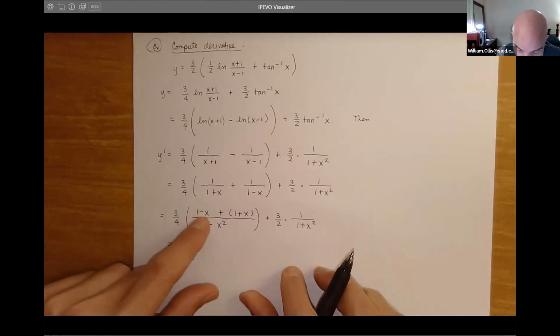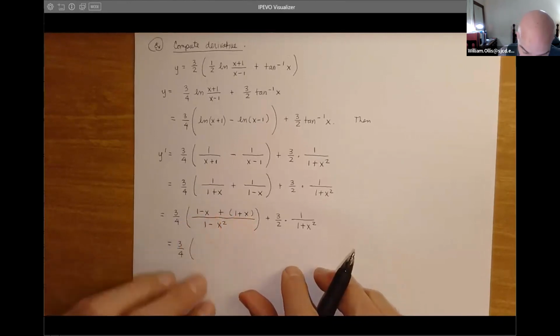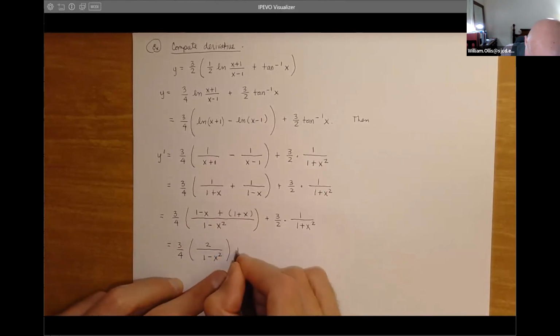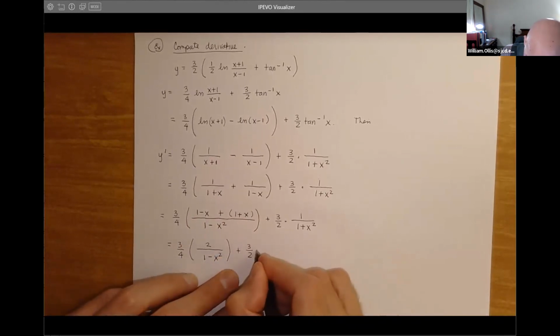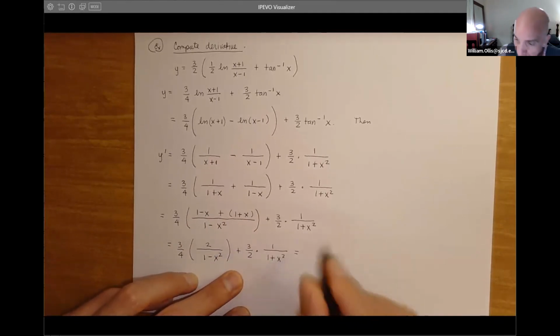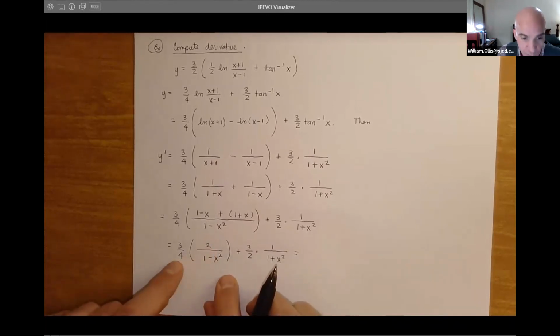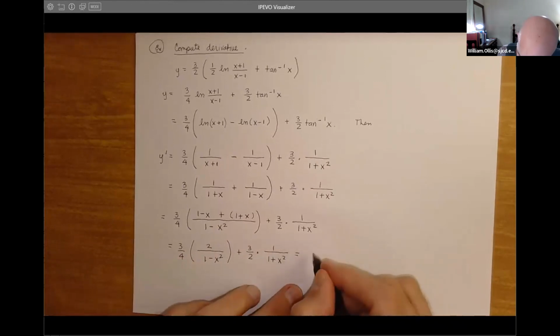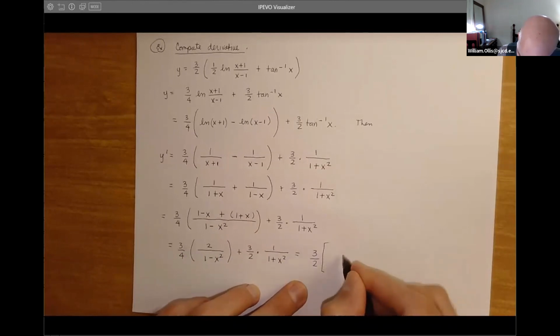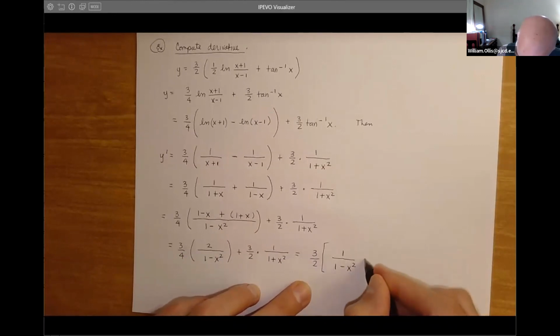And now, of course, the x and the minus x absorb, and we're left with a 2, 1 plus 1, 2 over 1 minus x squared, plus 3/2 times 1 divided by 1 plus x squared. And now, of course, the 2 here will absorb. So we have a 3/2 multiplying both terms. So we can go ahead and factor that 3/2. So we have 1 divided by 1 minus x squared plus 1 divided by 1 plus x squared.